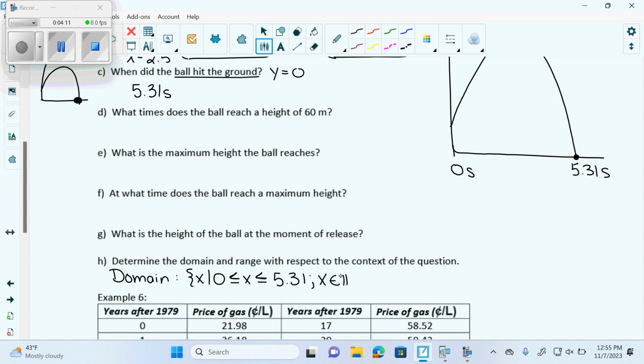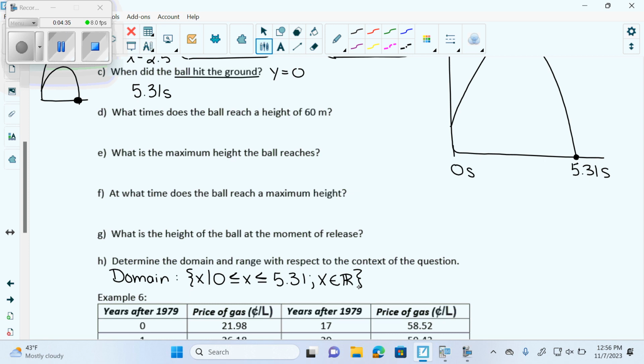Now, could I find more x's on that actual graph? Yes. But in the context of the question, can I find more x's? No, at 5.31, the ball hits the ground. Does it keep doing anything after 5.31? No, it hit the ground. Ball's done. Just like that. Just wanted to show you it doesn't keep moving. See, it stops. All right.